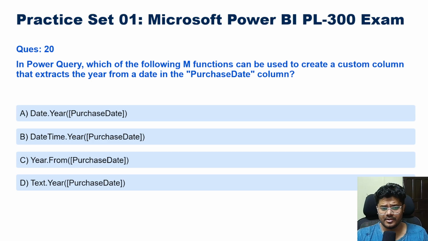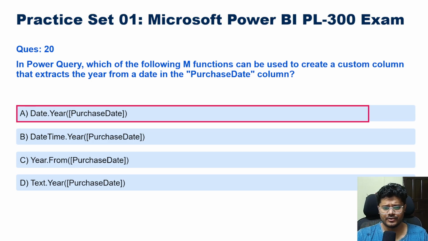So, time's up. Let's see what the solution is. It's option A, Date.Year(purchase date). Basically, you can extract a year from a date column, where the column name is purchase date here, using this M function. I will also demo it to you in Power BI Desktop. It's quite easy to extract the year and perform your analysis on a yearly basis.